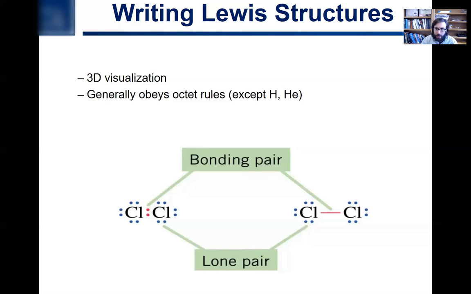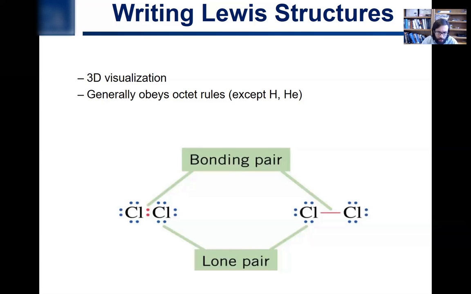All right, so now we can get into how to draw Lewis structures. And eventually when we get into VSEPR, we'll get into the 3D visualization of these molecules. So Lewis structures generally obey octet rules, except for hydrogen and helium. They want 2 electrons, to be like helium, which is the noble gas configuration of helium, 1s2.